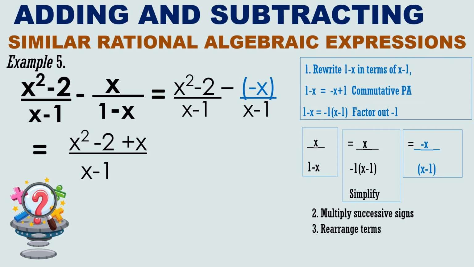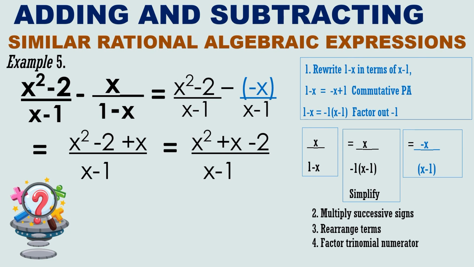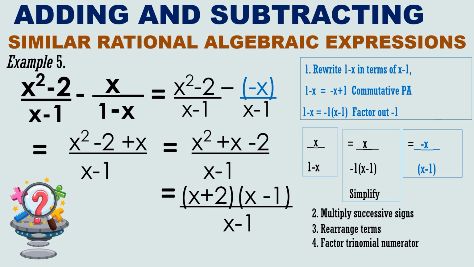And then we're going to rearrange the terms of the numerator. So we have x squared plus x minus 2 over the common denominator, which is x minus 1. And then what's next? We're going to factor the numerator. So the factors are x plus 2 and x minus 1. Since x times x is x squared, the middle term is 2x minus x, and the last term or the constant is negative 1 times 2 is negative 2, over the common denominator, which is x minus 1.